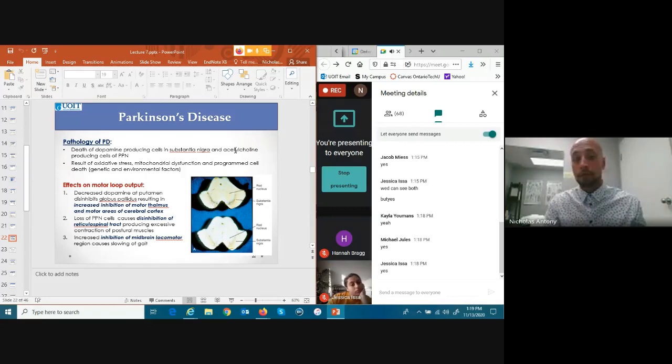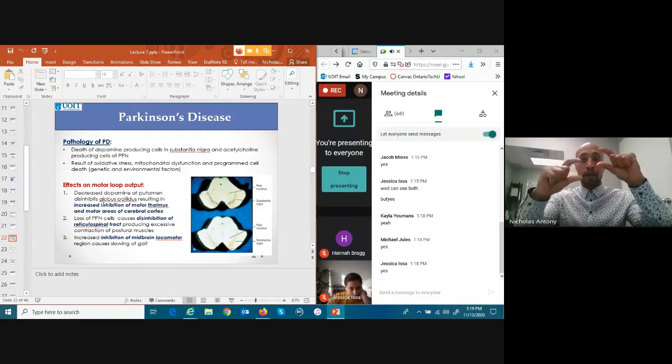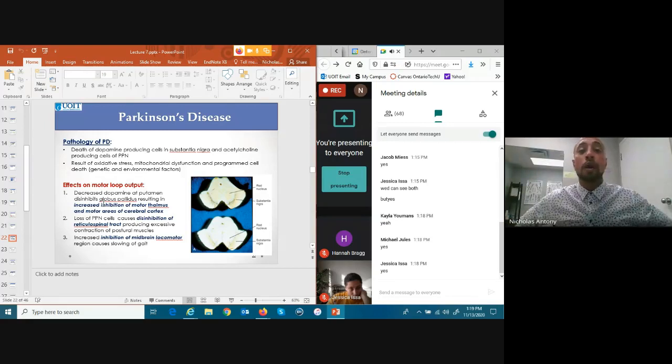So the effect that has globally on the motor loop circuit is that the decreased dopamine at the putamen disinhibits the globus pallidus. Remember when we looked at that flow chart when you had a red and black arrow going to the globus pallidus to regulate it? If now all of a sudden there's no dopamine to turn off the output, it's upregulated. So we get an increased output of the globus pallidus, so we get an increased inhibition of the motor thalamus, which leads to slow movement. The loss of the PPN cells, and we'll see this on the flow chart, leads to a decrease in the increase in the reticulospinal tract.